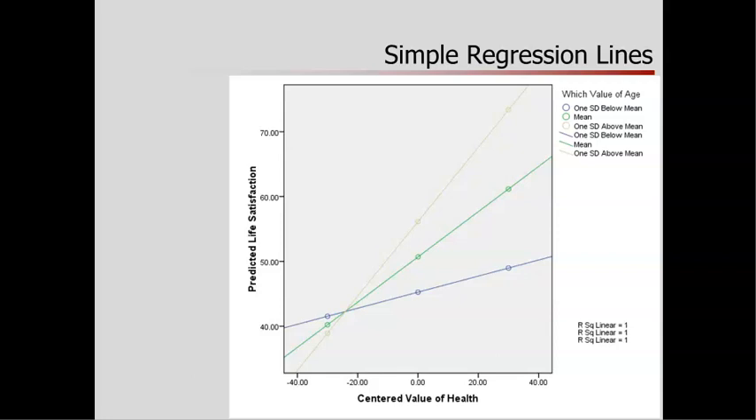So what is the relationship between Y, life satisfaction, and health? It depends. This is what it is for people of average age in the data set. This is what it is for people who are older in the data set. This is for people who are one standard deviation below the mean. What you can see is that from one standard deviation below to being at, to being one standard deviation above the mean, the slope of the line is getting bigger.